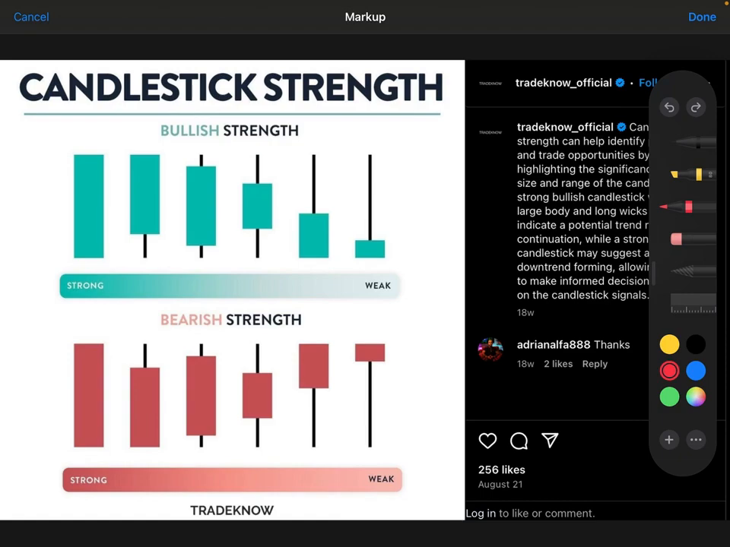I found this off of TradeNo_official on Instagram. All credit to them. I'm not sure who they are, but I'm just using this photo for the point of this video. Now, when we think of candlestick strength, this plays a lot into our candlestick pattern.